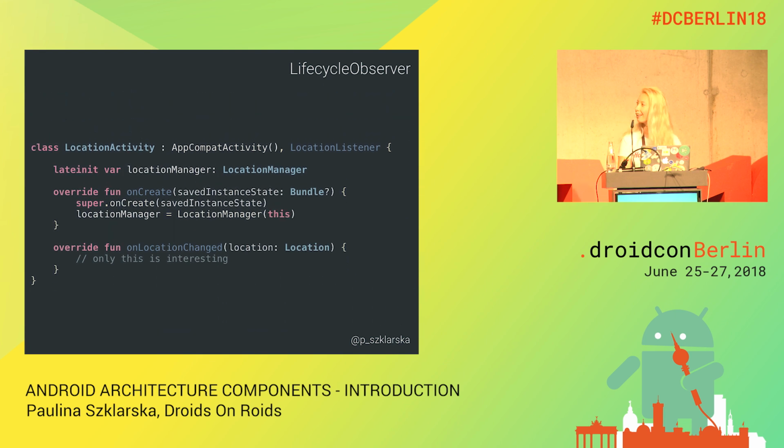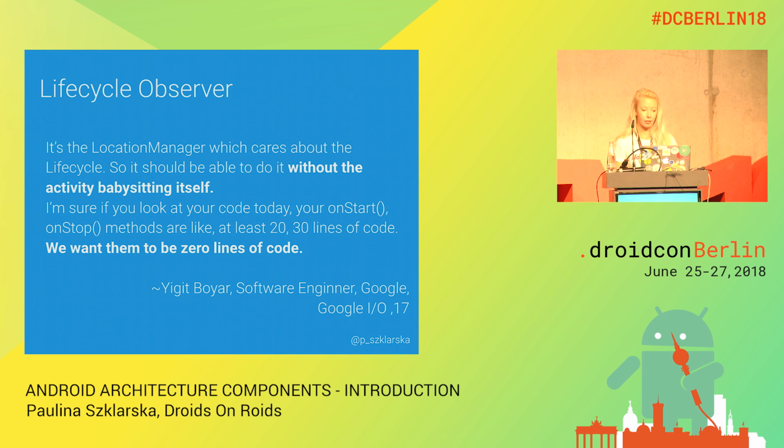So, as you can see, in the activity there are left only things that we are really interested in. And that's what Yigit Boyar, one of the creators of architecture components, says about this: it's really that the location manager is interested in observing lifecycle state, so it should be able to do it without the activity babysitting it.